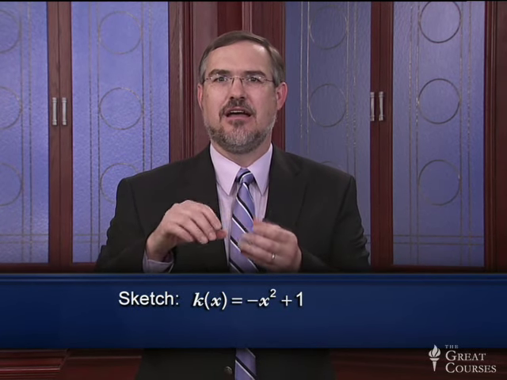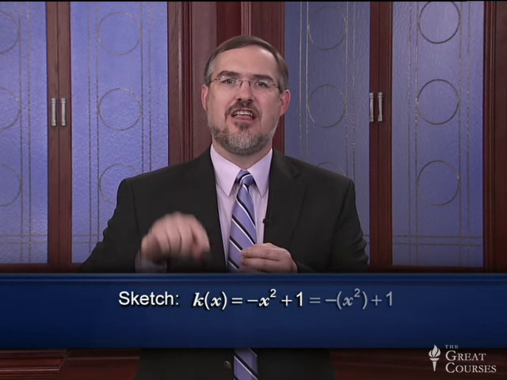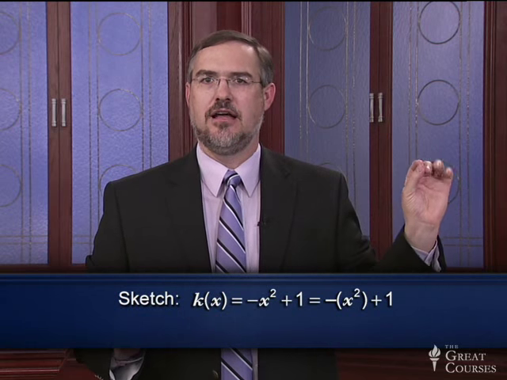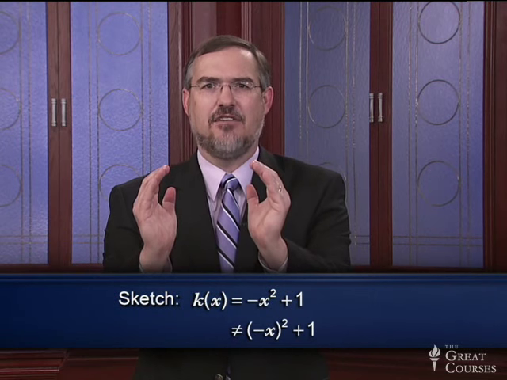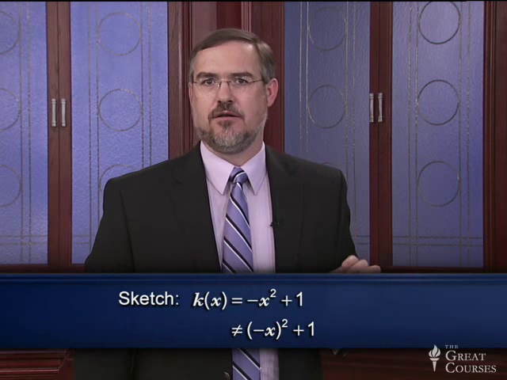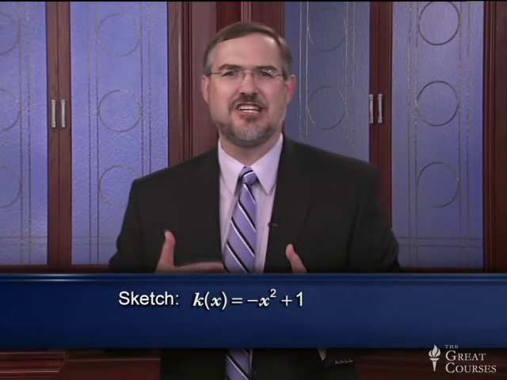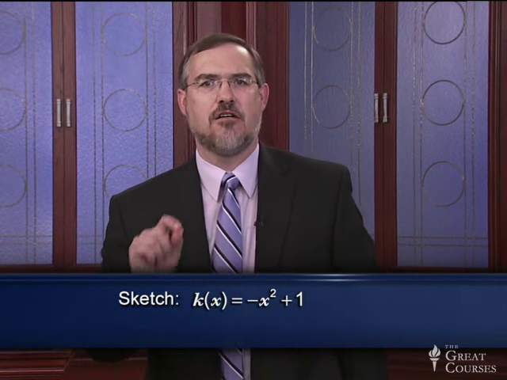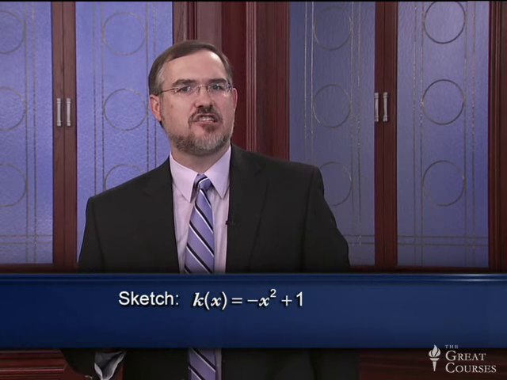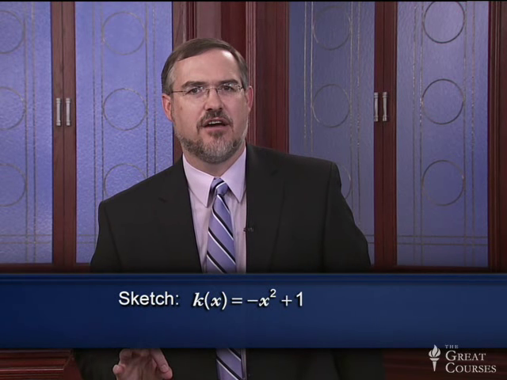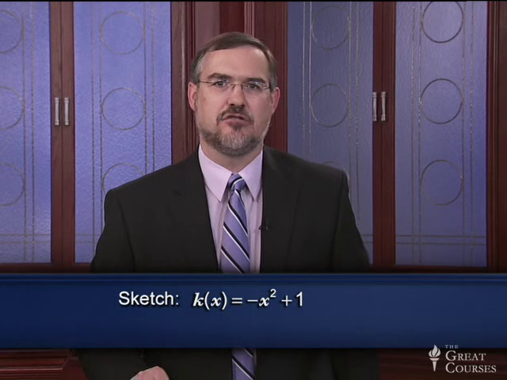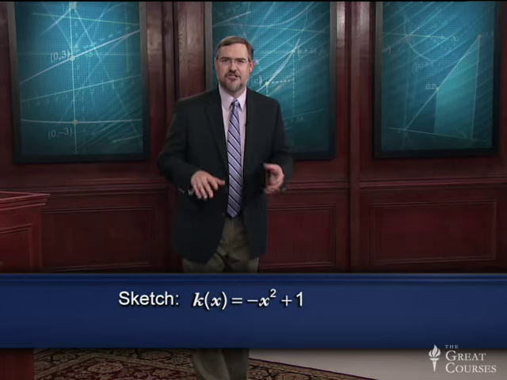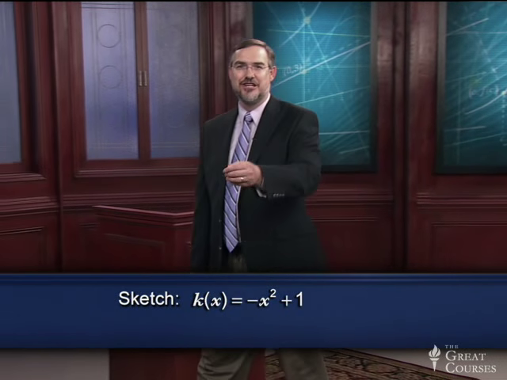Let me say it this way. I could write k of x as the negative of parentheses x squared plus 1. And that's very different from negative x squared plus 1. You see how that minus sign would be sitting outside now the x squared term when I write down k of x. That's very important for you to see. And it means that the minus sign in k of x is not being canceled in any way by that exponent of 2. Okay, we've had that little conversation. Now let's get to the graph of this function.